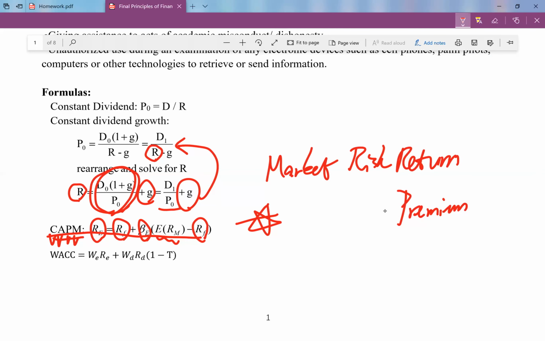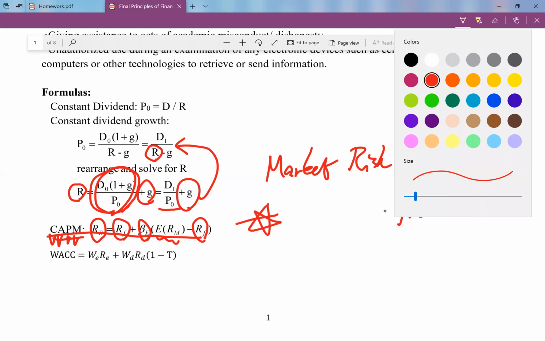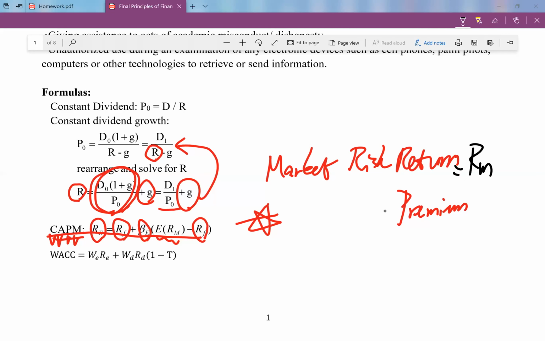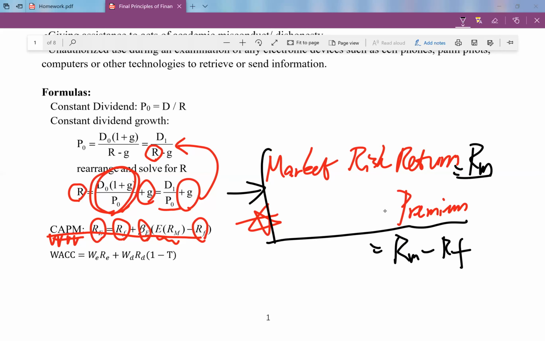It is RM, right? It is RM. And for the market risk premium, it is RM minus RF. So if the question gives you the market risk premium, you do not need to subtract the risk-free rate. However, if the question gives you the market return, then you must subtract the risk-free rate before you apply these whole formulas, right? So you must pay attention to the word return or premium in the question.